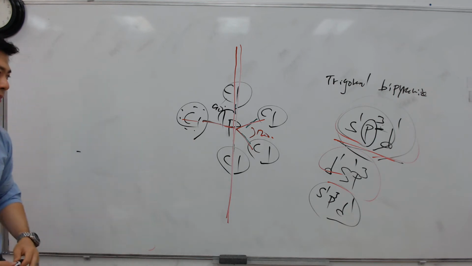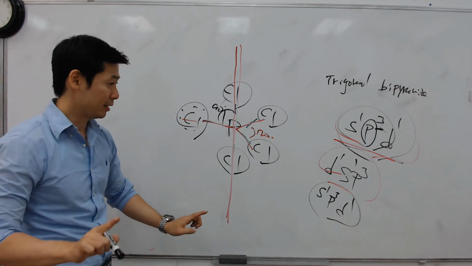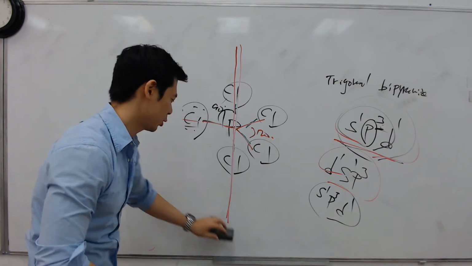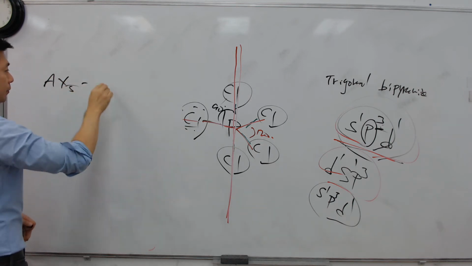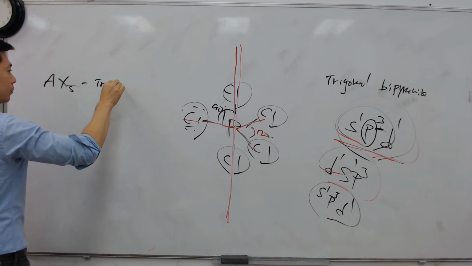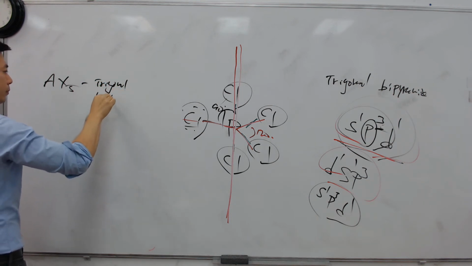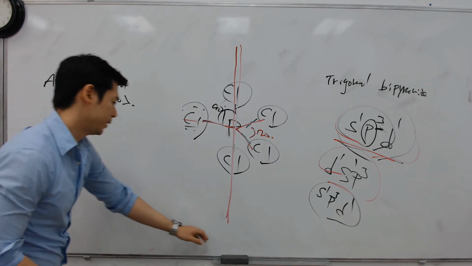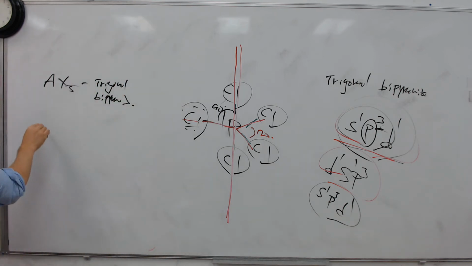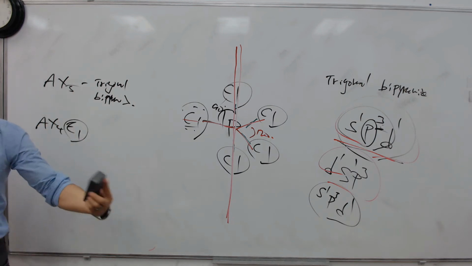So what if, guys, one of them becomes a lone pair? Let me make it easy for you guys. A is the central atom, X is what surrounds it, okay? AX5 is what? Trigonal bipyramid. What if it is AX4E1? E1 means what? Lone pair of electrons. So one is a lone pair.